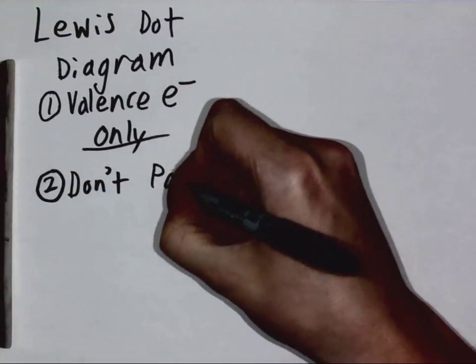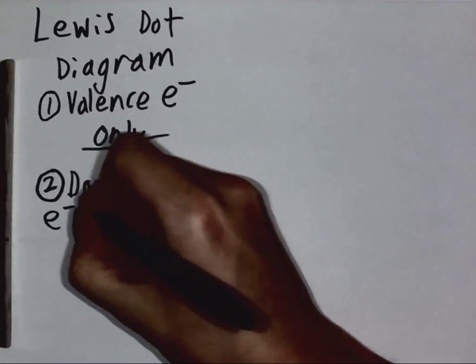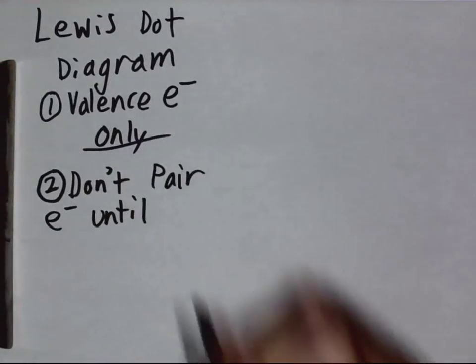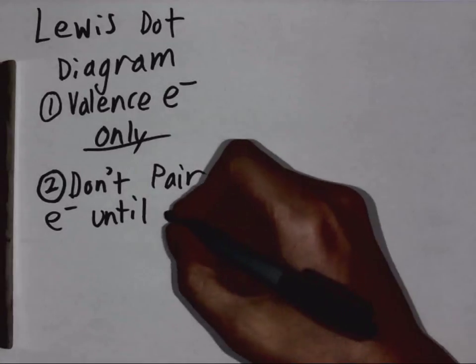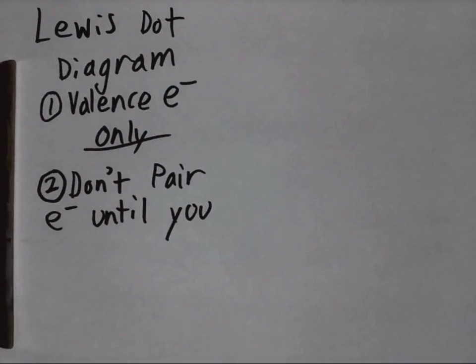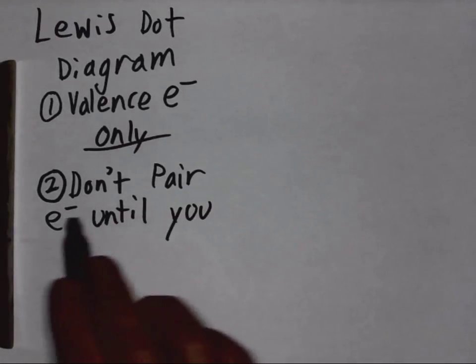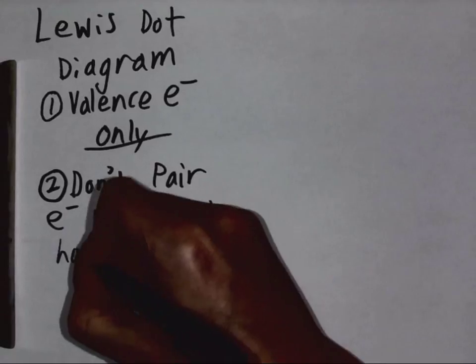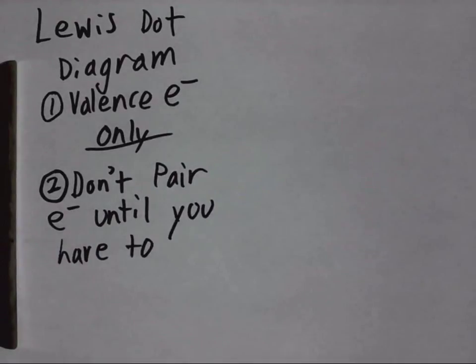Don't pair electrons until you have to. Remember back to our analogy with the boarding house and filling up the bunk bed. We didn't pair people on that bunk bed unless we had to. If there's an empty bed, we put them on the empty bed. The same is going to be true for these Lewis dot diagrams. So don't pair electrons until you have to. And you'll see what I mean by that.